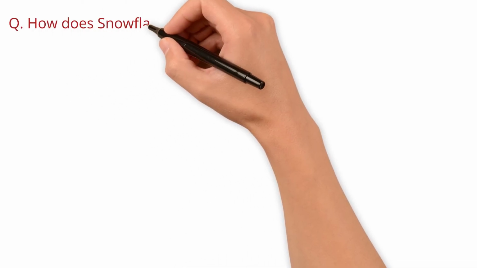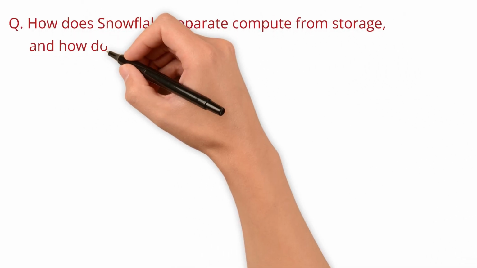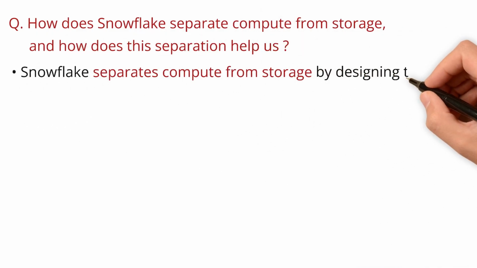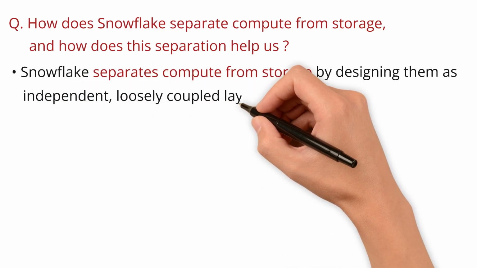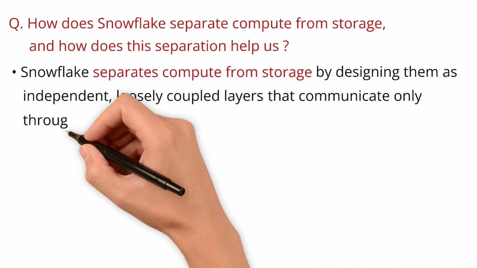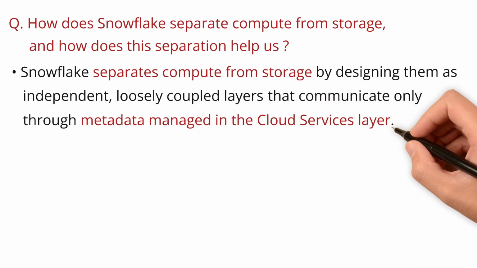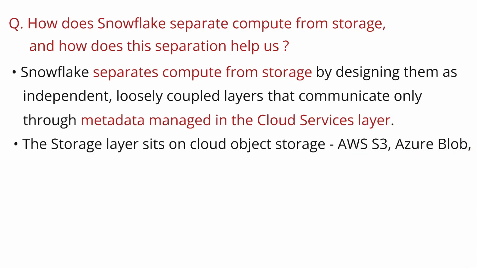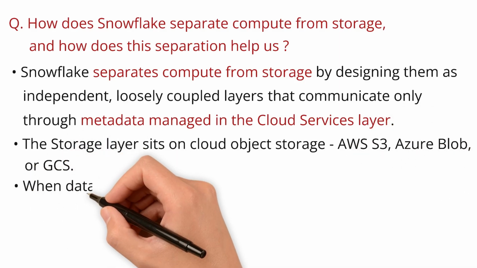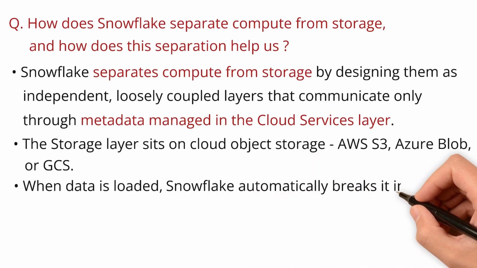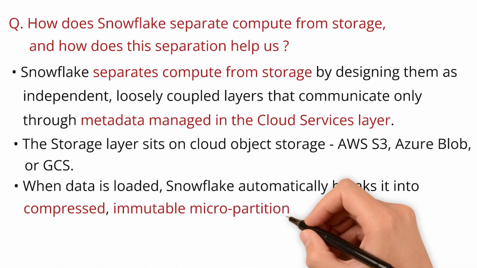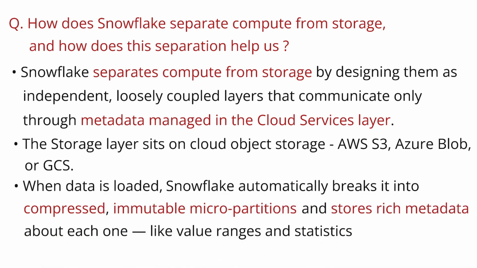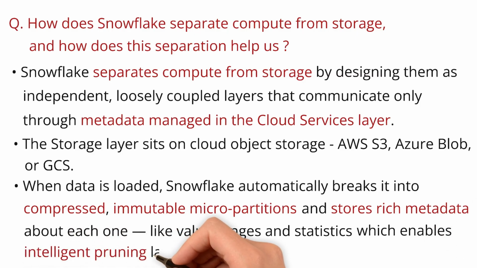How does Snowflake separate compute from storage, and how does this separation help us? Snowflake separates compute from storage by designing them as independent, loosely coupled layers that communicate only through metadata managed in a cloud services layer. The storage layer sits on cloud object storage like AWS S3, Azure Blob, or Google Cloud Storage. When data is loaded, Snowflake automatically breaks it into compressed, immutable micropartitions and stores rich metadata about each one, like value ranges and statistics, which enables intelligent pruning later.